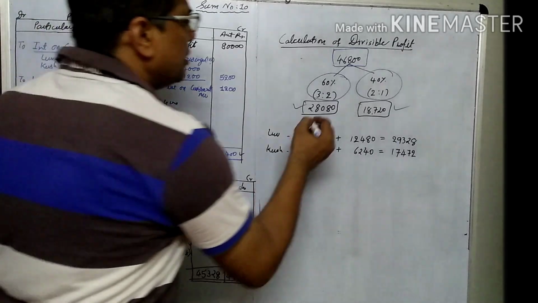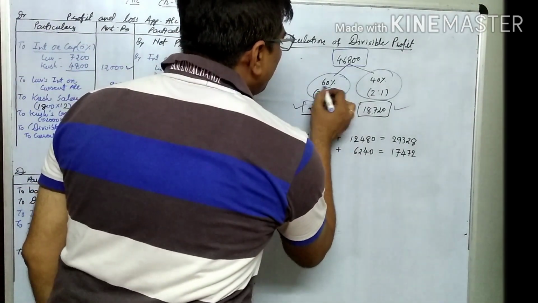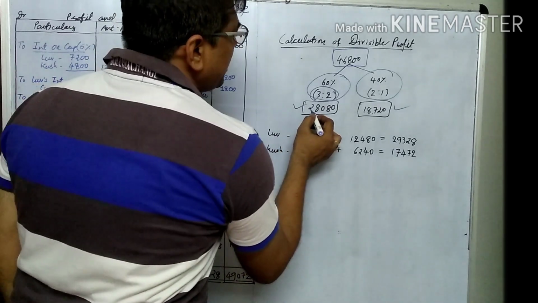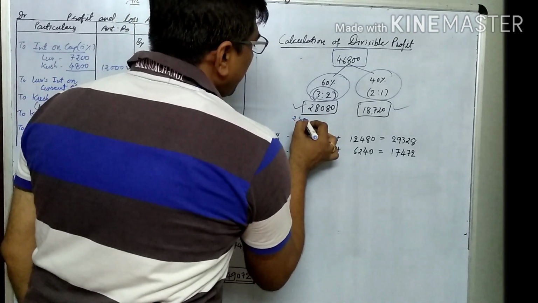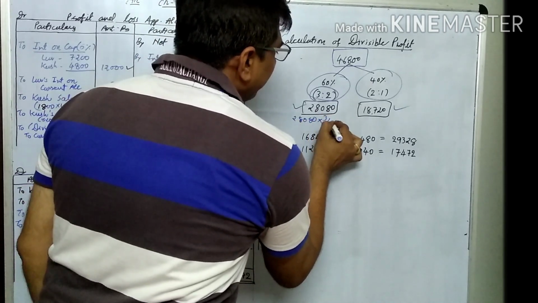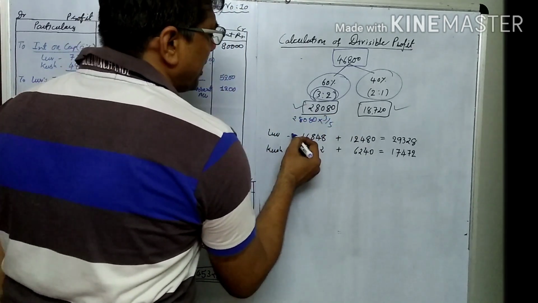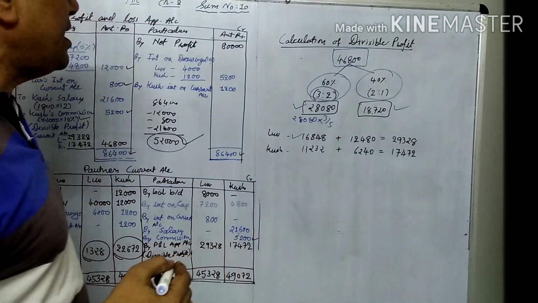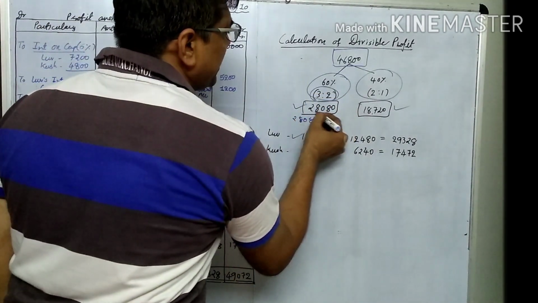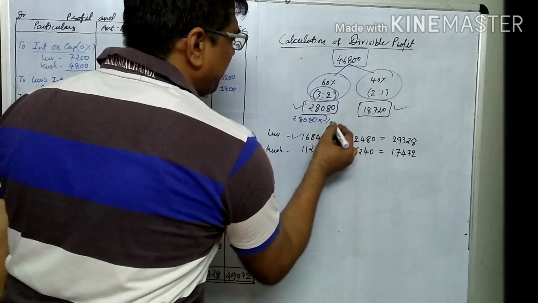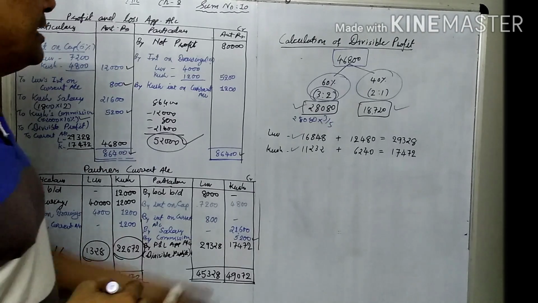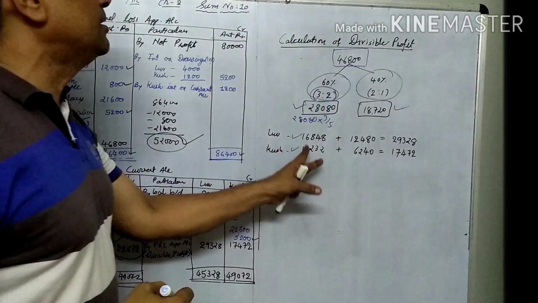Now this amount we have to distribute in the ratio of 3:2. 3:2, that means in Love part 28,080 into 3/5. When you do the calculation of 3/5, you are getting 16,848. Again, when you do 2/5, 28,080 into 2/5, you get the Kush part is 11,232. That is a bifurcation of 60% profit.